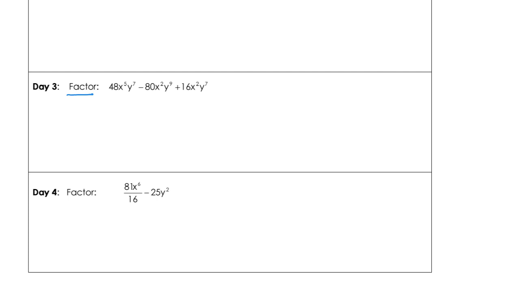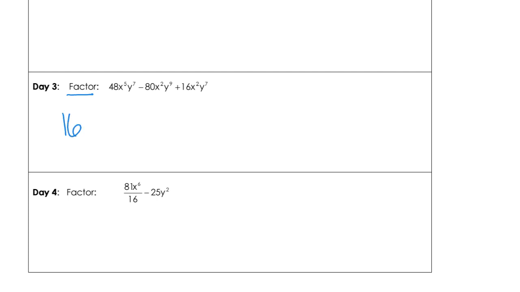And of these 3 terms, the lowest number is 16. I'm going to check to see if 16 goes into 80, and it does 5 times, and 16 goes into 48 3 times, and so 16 is going to be the largest number that we can go ahead and pull out, and so we write 16.